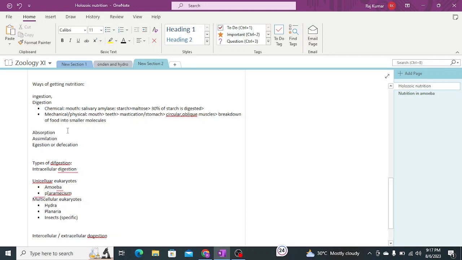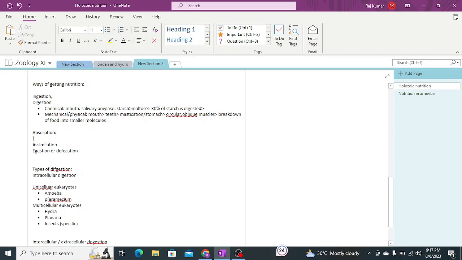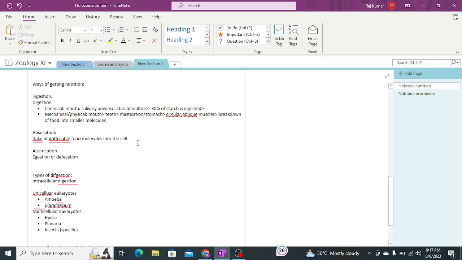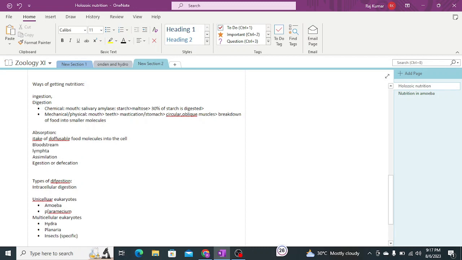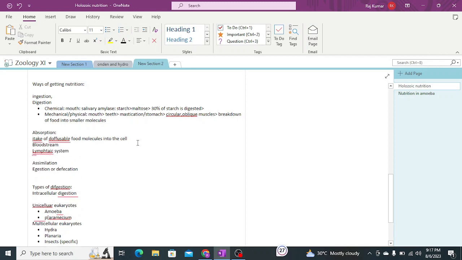After which we are having absorption. Here, absorption refers to the intake of diffusible food molecules, digested food molecules, into the cell. This process is known as absorption, and this occurs by means of bloodstream, lymphatic system, which actually opens inside the bloodstream through the subclavian vein, and it can directly be absorbed inside the cells as well.